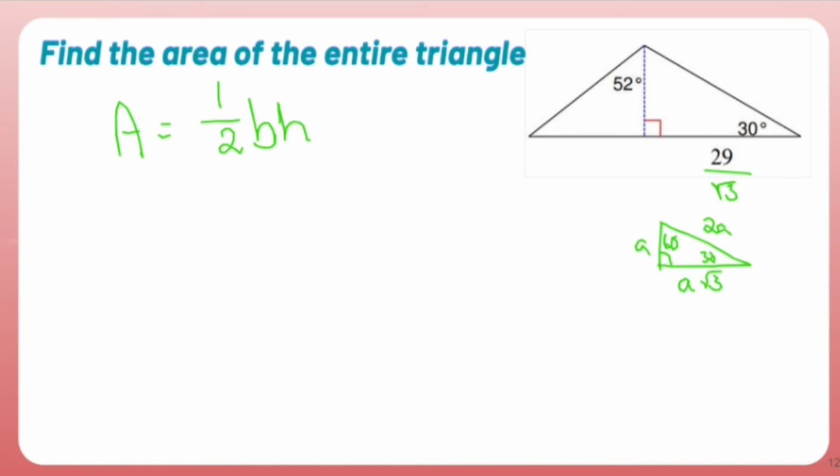I'm going to go to my calculator because I'm going to need my calculator a whole lot anyway. I'm going to divide 29 by the square root of 3, and I get 16.7431. So I'll put 16.74. I'm not going to clear that. I'm going to leave that there. Now, that's great. Now I have my height, but I still don't have the entire base.